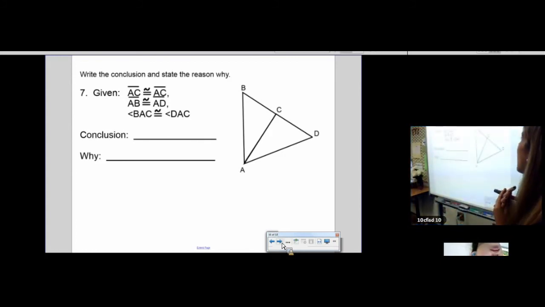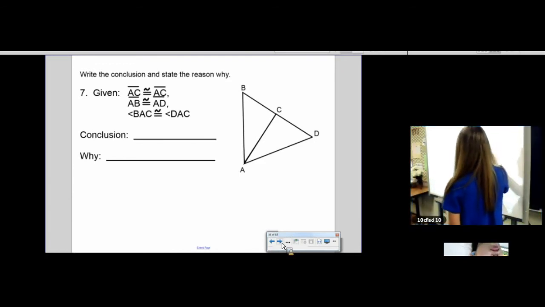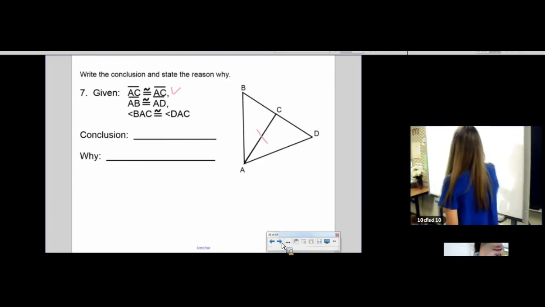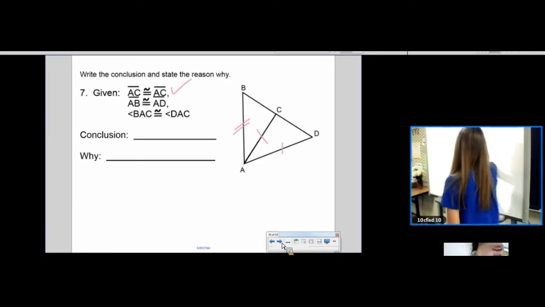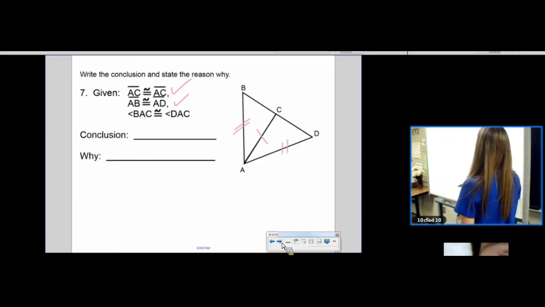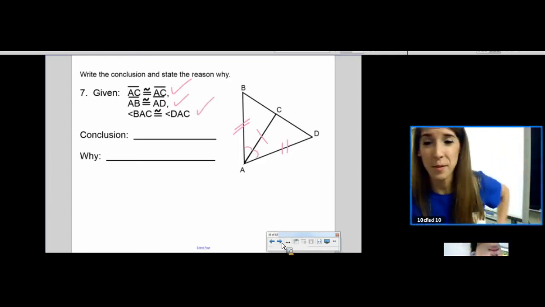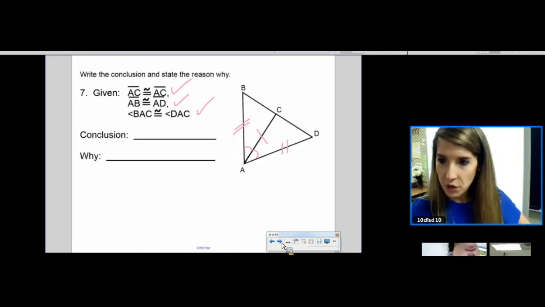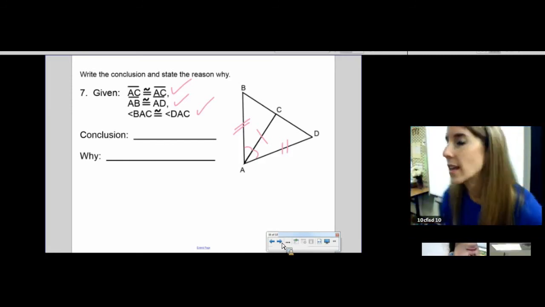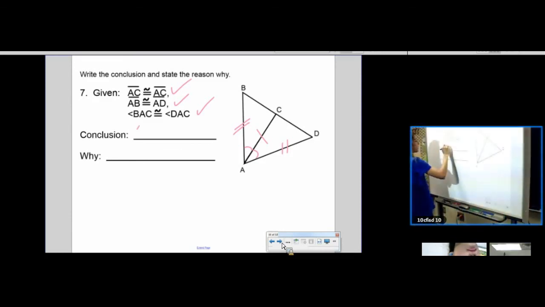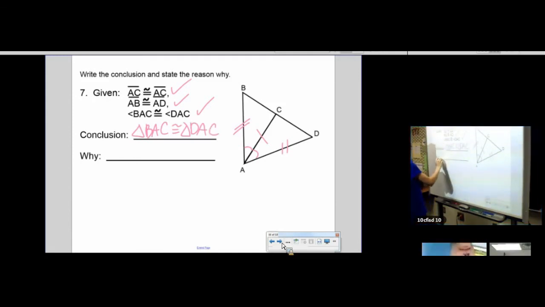Okay. Given AC is congruent to AC, check. AB is congruent to AD, check. And angle BAC is congruent to angle DAC. I'm given a lot of stuff. We were lucky. What can we conclude if those are our givens? We can conclude that the triangles are congruent. Triangle BAC is congruent to triangle DAC, and why? Side, angle, side.